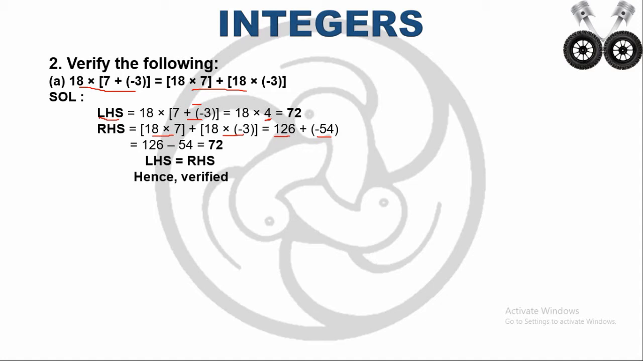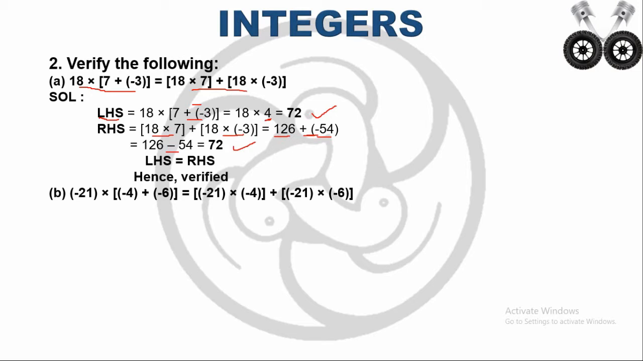So now we are having the two operators nearer together, that is plus into minus. I have to change the sign. Plus into minus, the sign is a negative sign. So 126 minus 54 equal to 72. So therefore LHS we are having the answer as 72, and RHS also we are having the answer as 72. Therefore LHS equal to RHS. Hence it is verified.